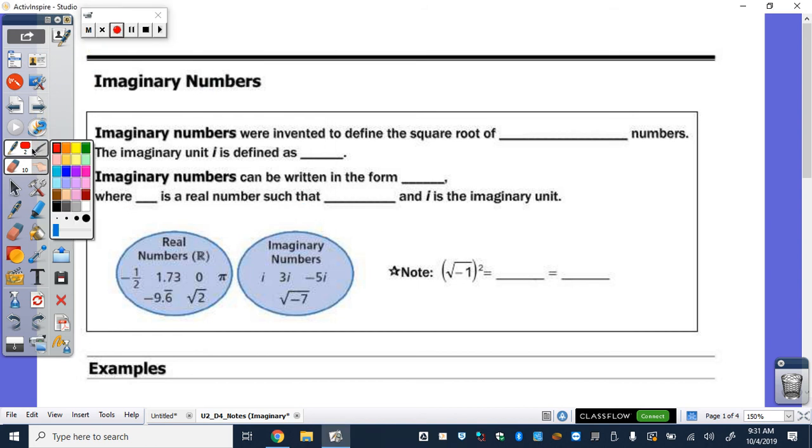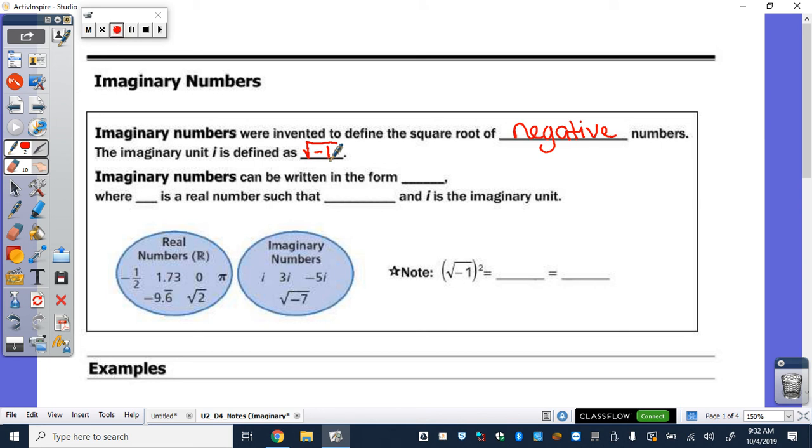So today what we're going to start talking about are imaginary numbers. Imaginary numbers were invented to define the square root of negative numbers. As you've known up until this point, if you have the square root of a negative number, you couldn't figure it out. Now we're going to be able to figure out there is an answer for it. So the imaginary unit i is defined as the square root of negative 1. i is the square root of negative 1.